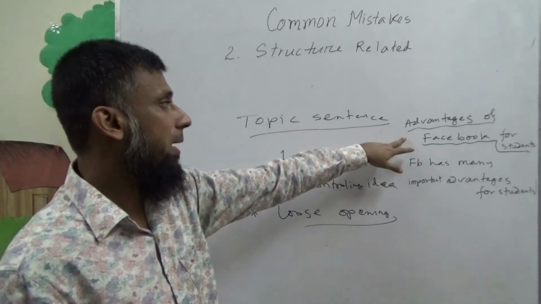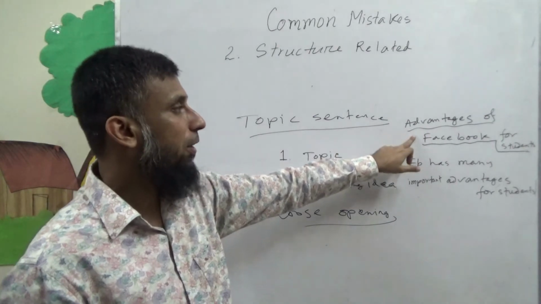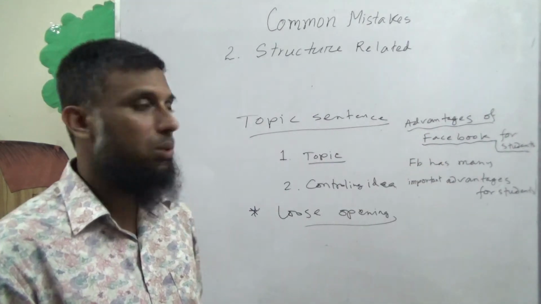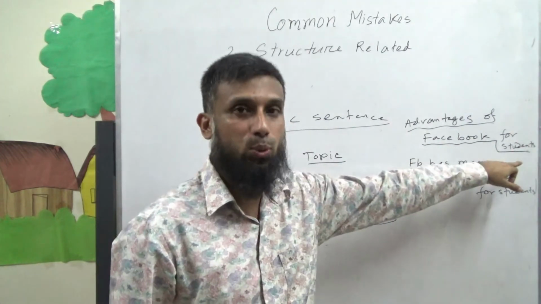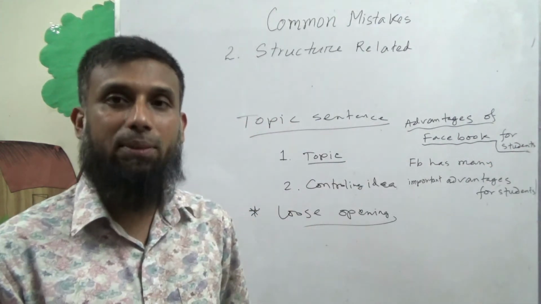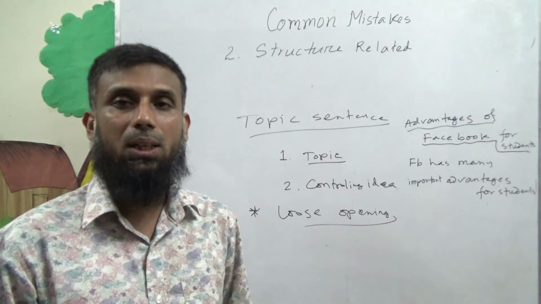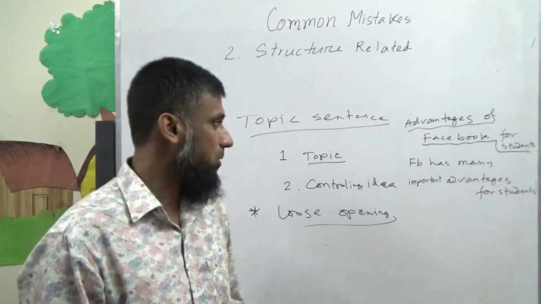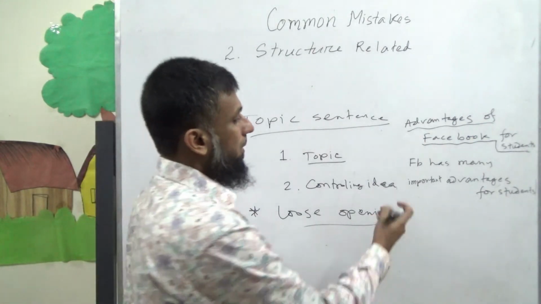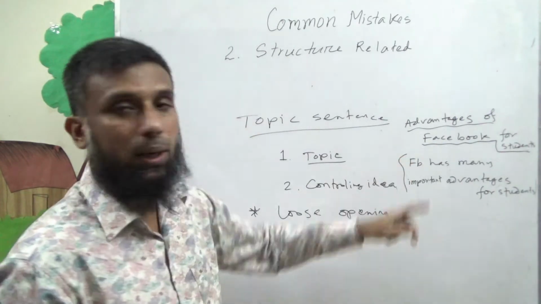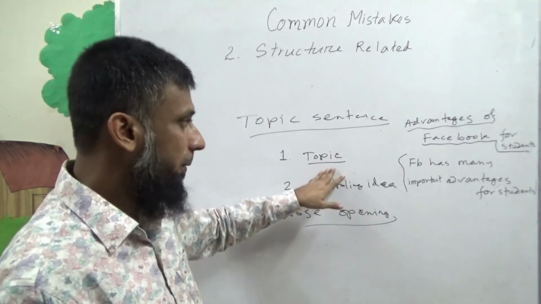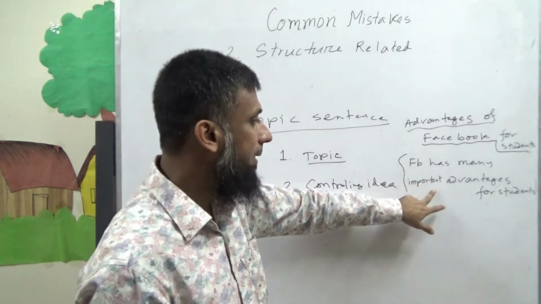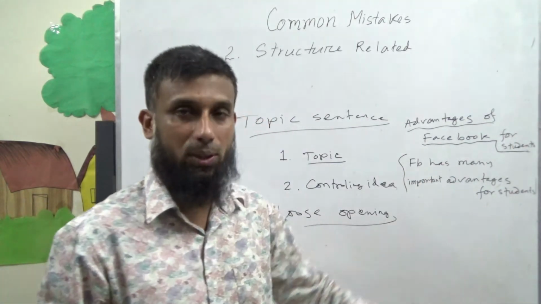Say you have to write a paragraph on advantages of Facebook for students. So you have some keywords like advantages, Facebook and students. So you have to write about the advantages which Facebook has or provides to the students. If you are to write a topic sentence, the topic sentence should have a topic. So, Facebook has many important advantages for students.